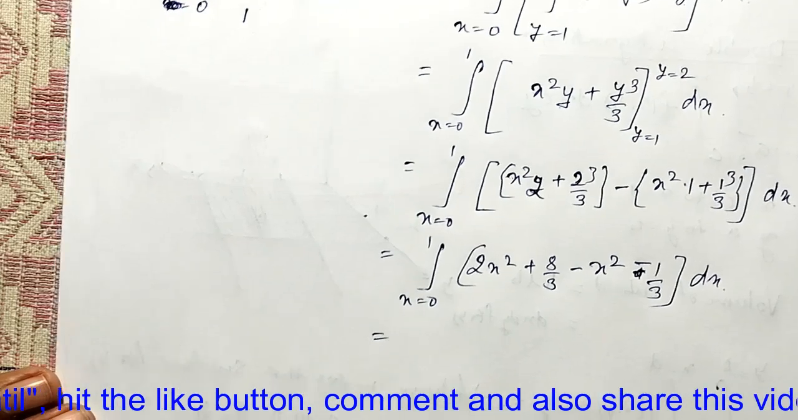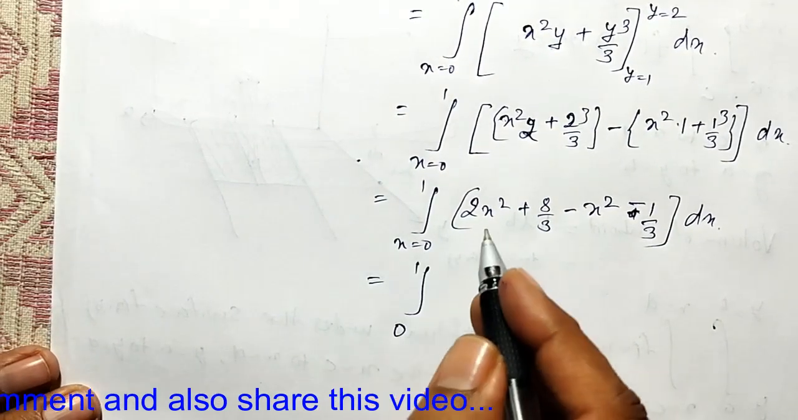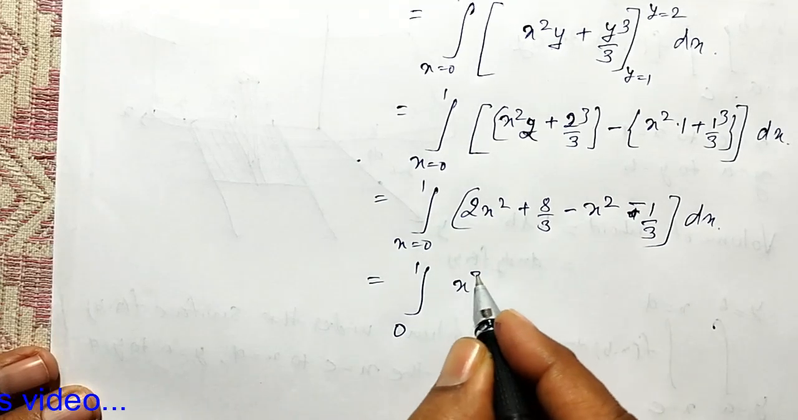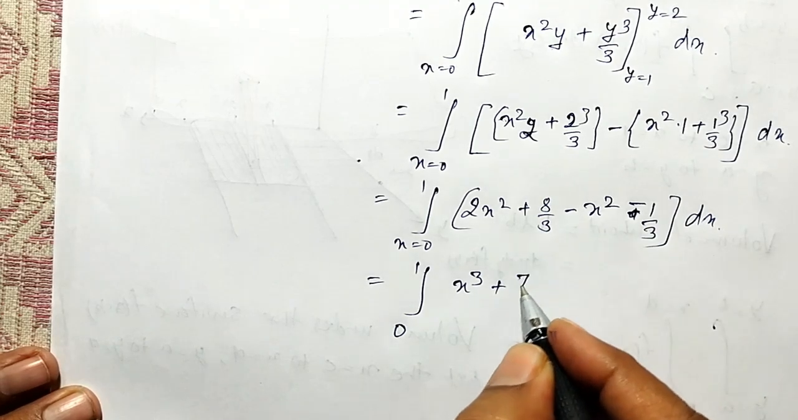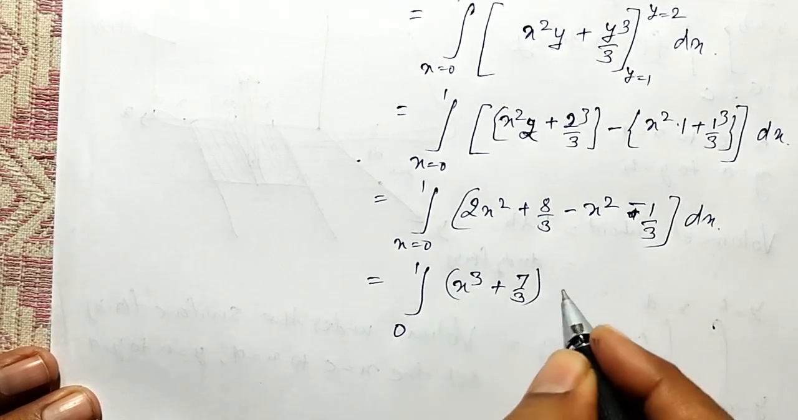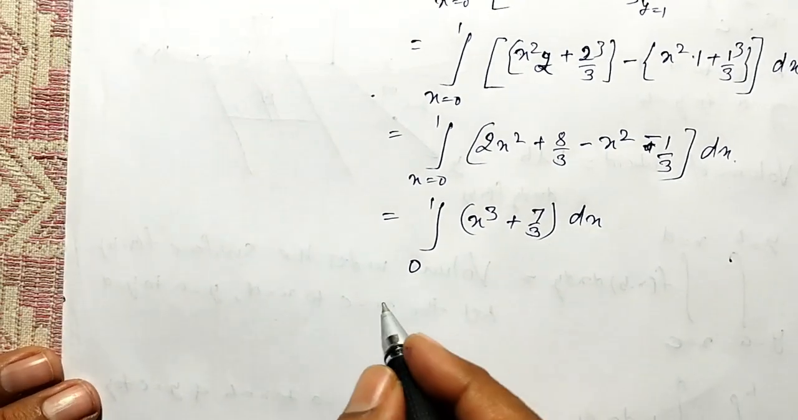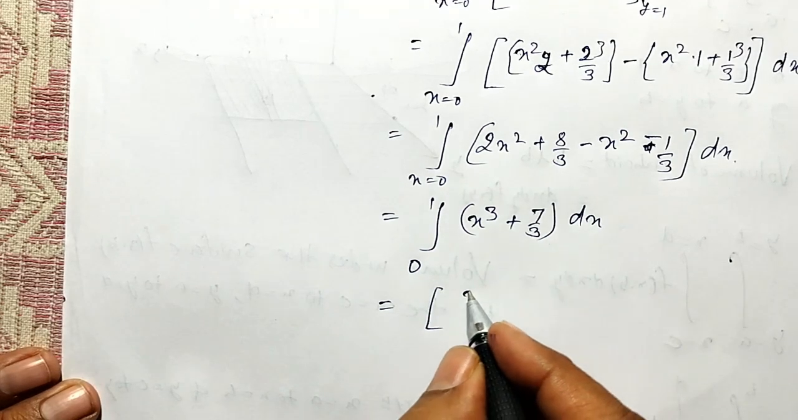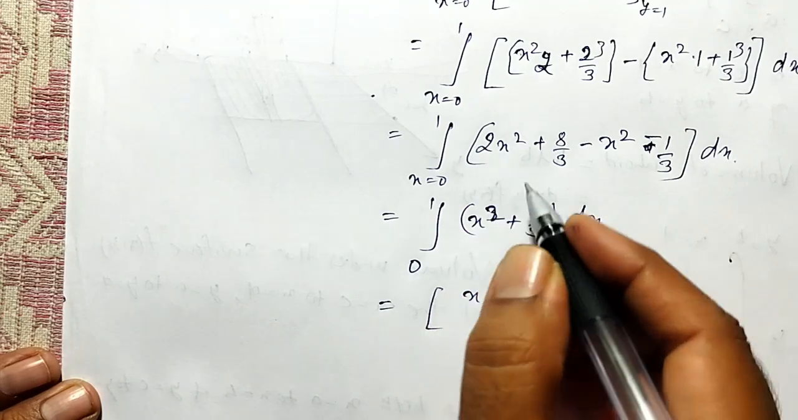Let me simplify it further and then integrate. Integration from 0 to 1, then it is 2x square minus x square, which will become x square, plus 8 by 3 minus 1 by 3, which will become 7 by 3. This is to be integrated with respect to x now. Integration of x square will become, sorry, x cube by 3.